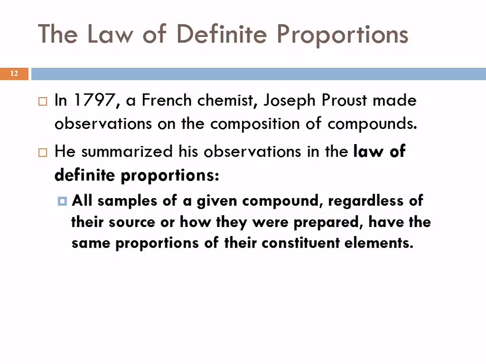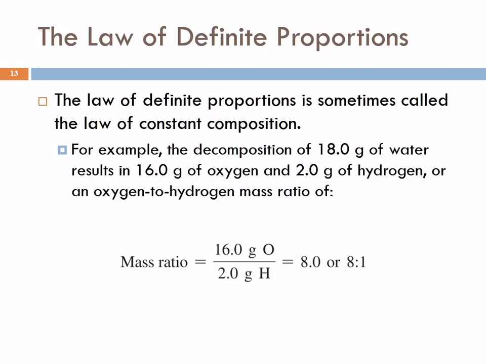So late in the 1700s, French chemist Joseph Proust made observations on the composition of compounds. So we talked about compounds, and they have one or more substances that are combined together, right? So he summarized his observations as the law of definite proportions. All samples of a given compound, regardless of their source or how they were prepared, have the same proportions of their constituent elements. This is sometimes called the law of constant composition.